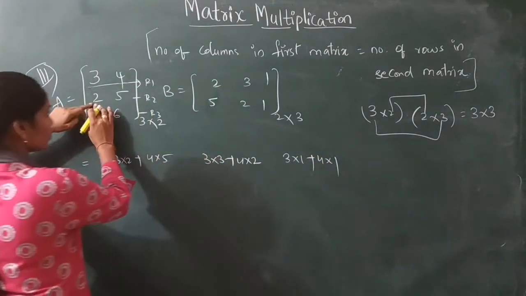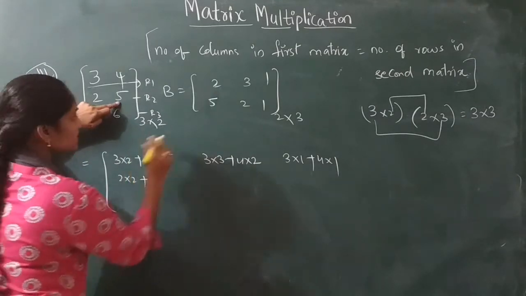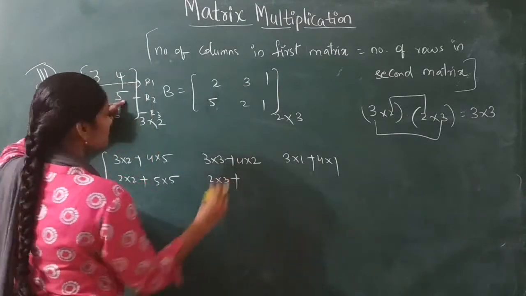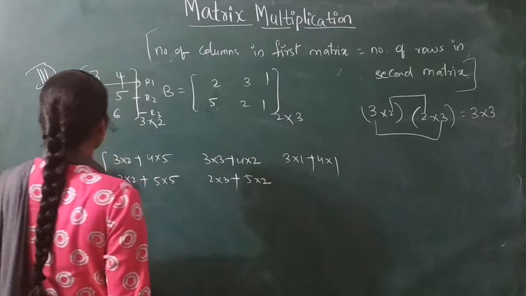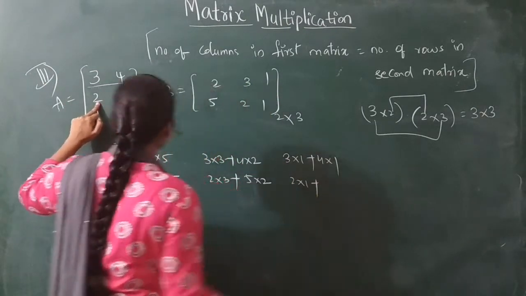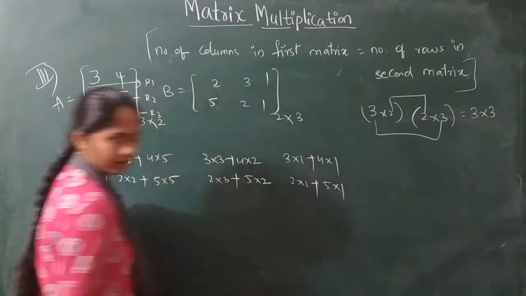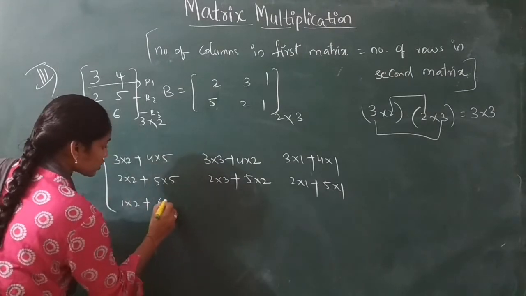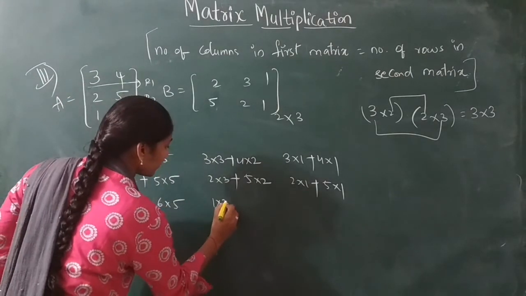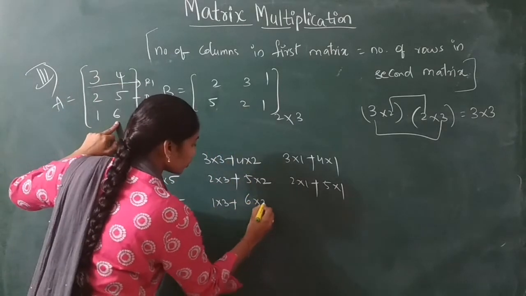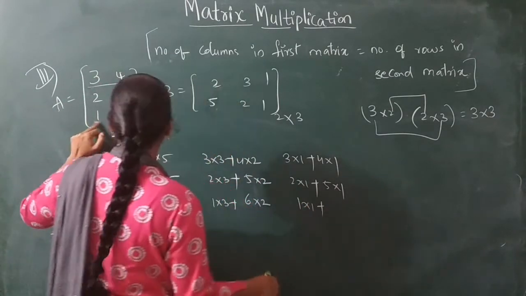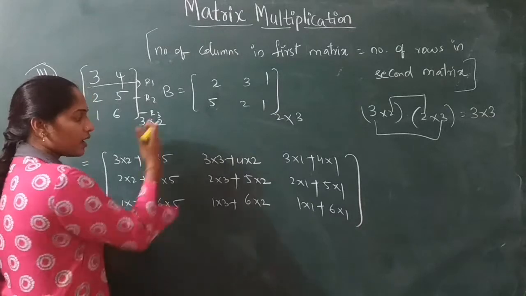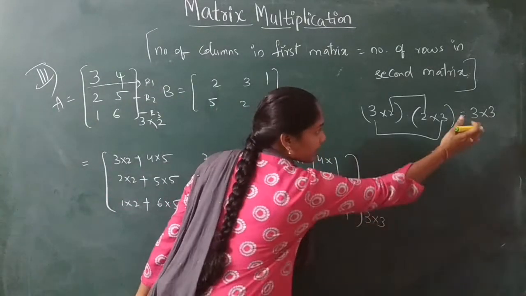So now R2: 2 into 2 plus 5 into 5. Next 2 into 3 plus 5 into 2. Now again 2 into 1 plus 5 into 1, right? Now again R3: 1 into 2 plus 6 into 5, 1 into 3 plus 6 into 2, 1 into 1 plus 6 into 1. How many rows are there? 1, 2, 3. How many columns are there? 1, 2, 3. So therefore our resultant matrix is 3 cross 3.